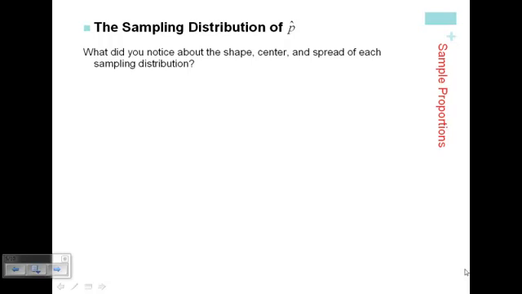Yesterday we looked at some graphs, the graphs of the distribution of orange colored candies out of a population of candies. So we need to summarize what we saw yesterday, what we saw when we looked at the distribution of p hat. And we're going to think about it in terms of those big four ideas: SOCS, shape, outliers, center, spread.